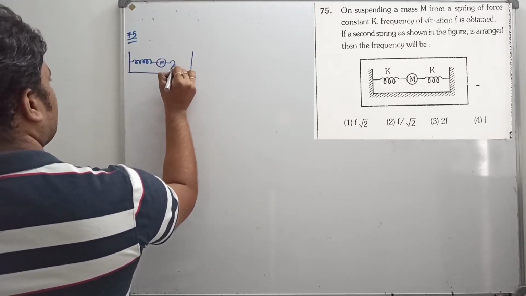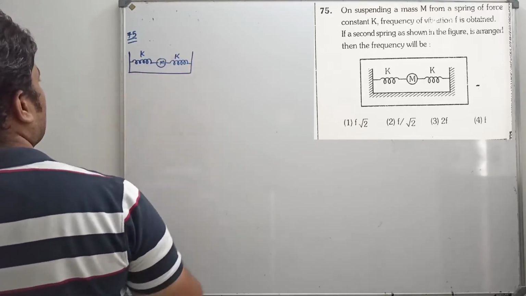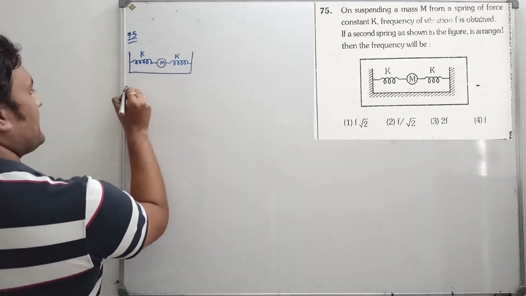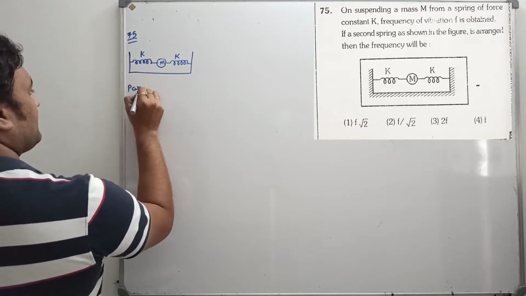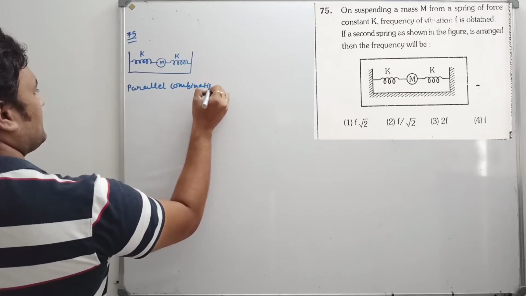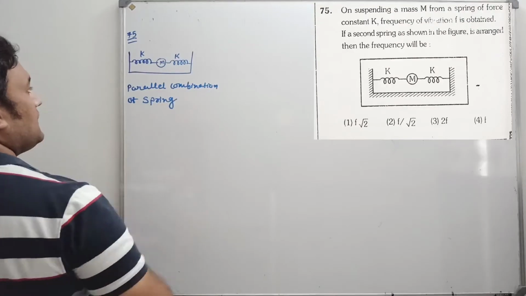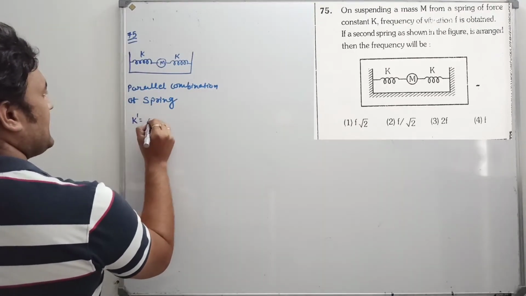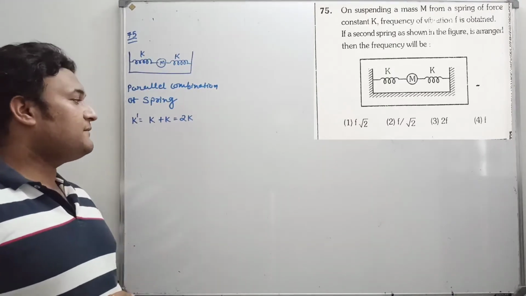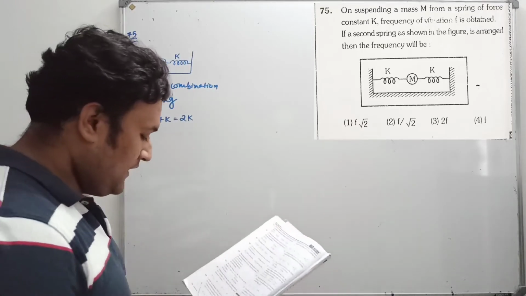Here m, okay, this is k and this is k. Okay, now the combination of spring is just like a parallel combination. This is a parallel combination of spring. So this is k dash is equal to k plus k is equal to 2k. Now the resultant spring constant is k1 plus k2, so k plus k is equal to 2k.